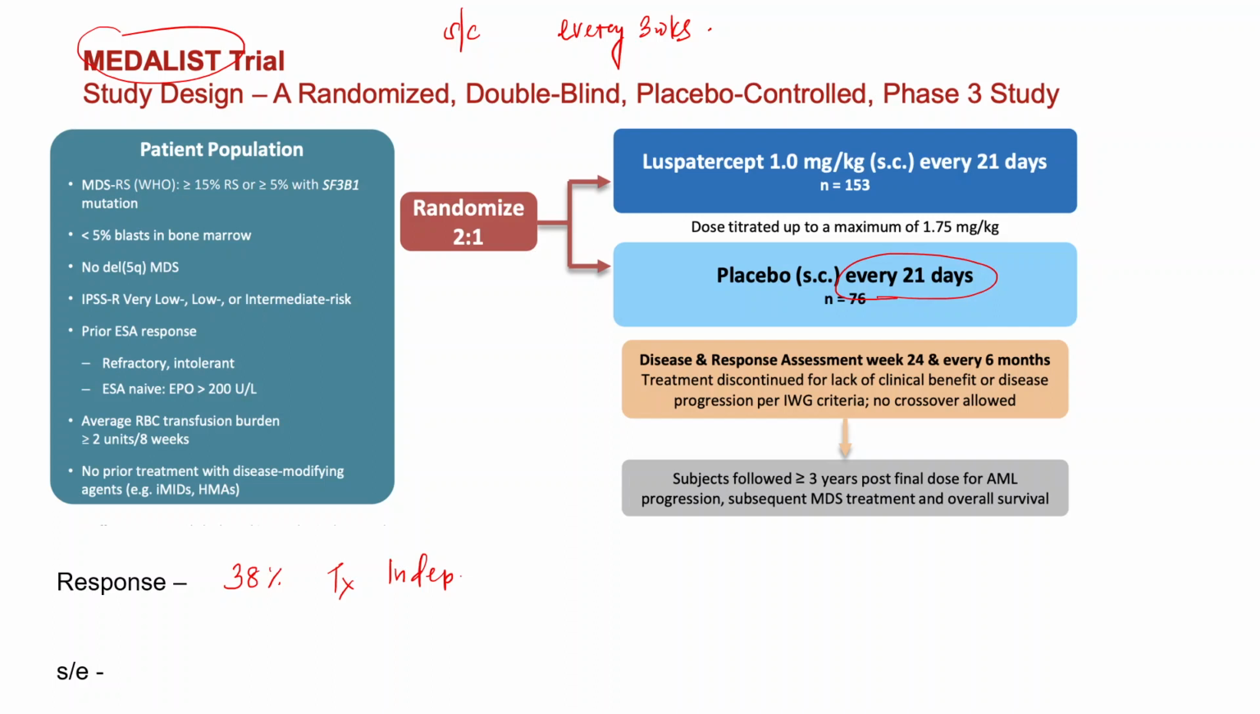Side effects for luspatercept are very non-specific. They will have fatigue, headache, MSK symptoms like musculoskeletal pain, arthralgia, then some vestibular symptoms like dizziness, and then some GI symptoms like abdominal pain, diarrhea, and vomiting. So these are some of the side effects which are very non-specific for luspatercept.